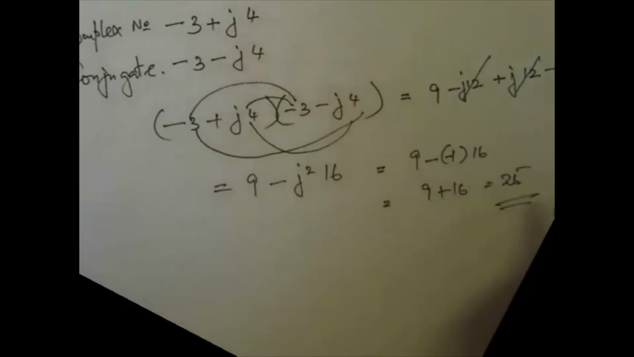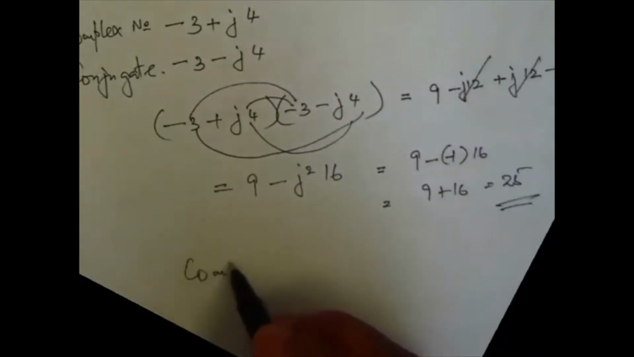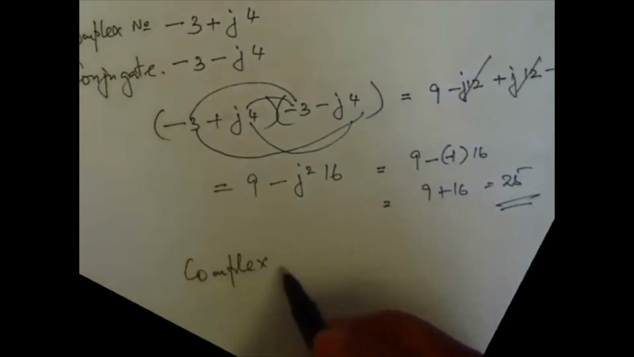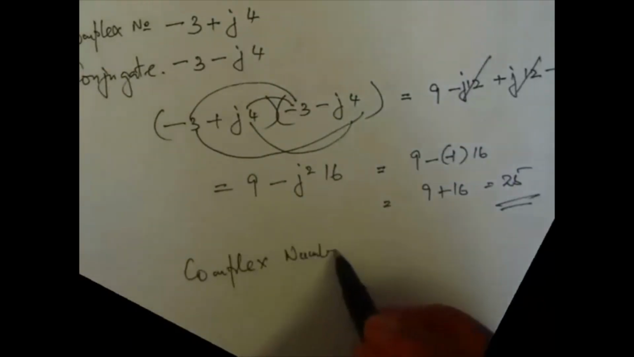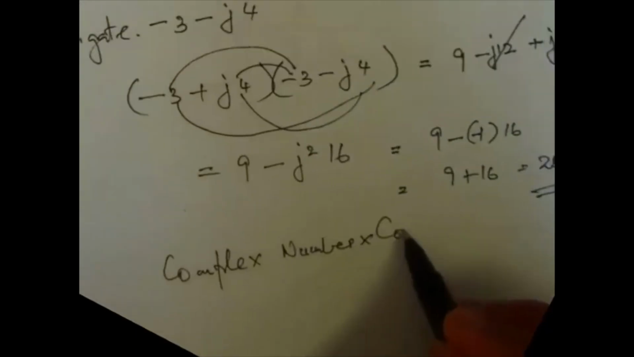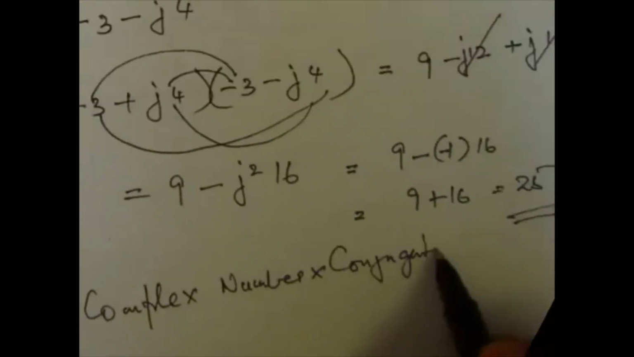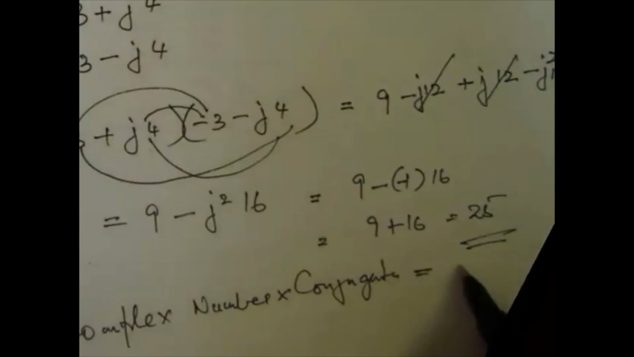So the product of a complex number and its conjugate will yield a real number.